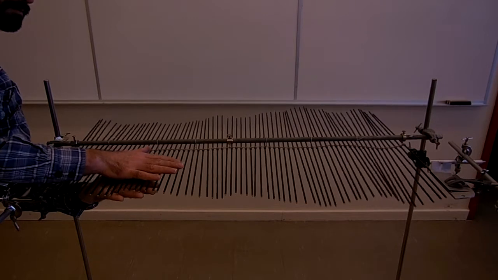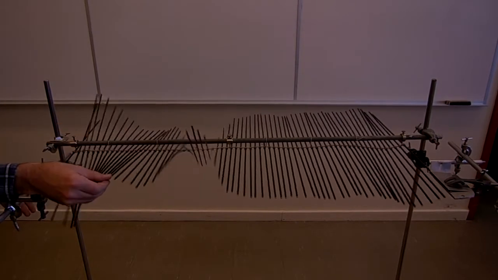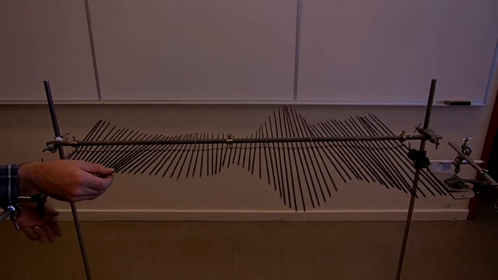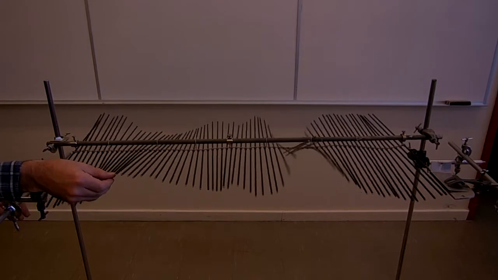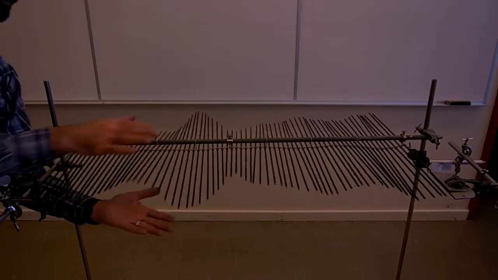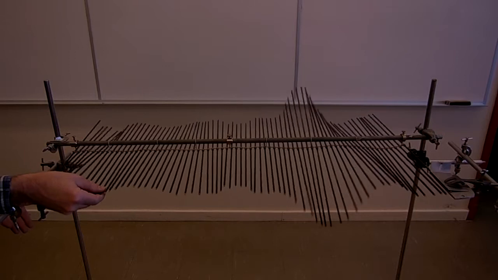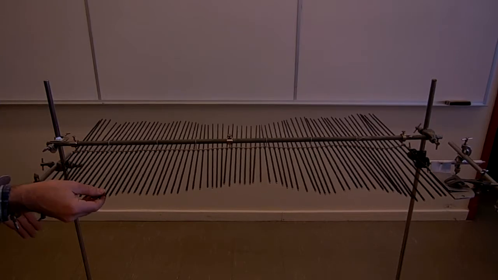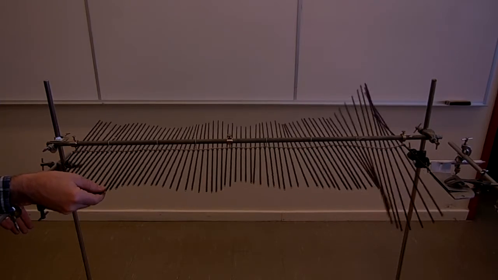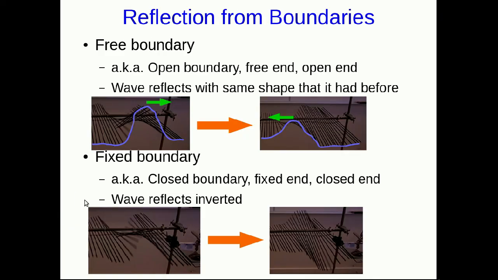And if you now watch a crest travel down, look, it flips and becomes a trough when it returns. And if I send a trough down, then it flips and becomes a crest as it returns. So, as we've just seen, when we have a fixed boundary, the wave reflects still, except it flips. It becomes inverted when it flips, like so.